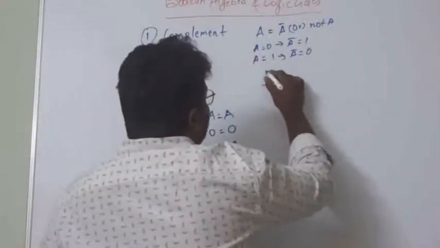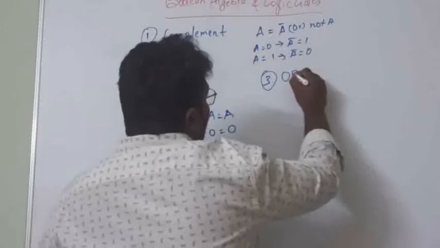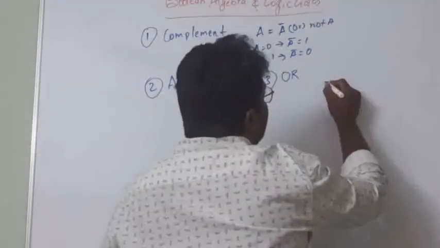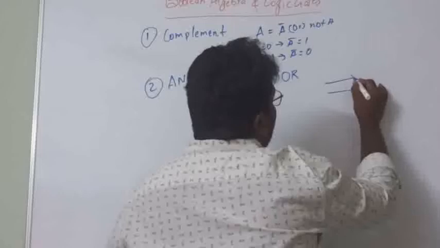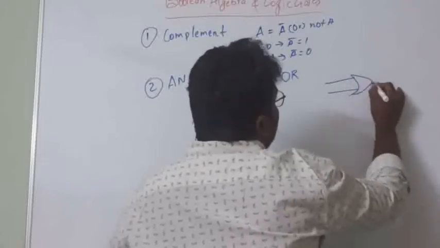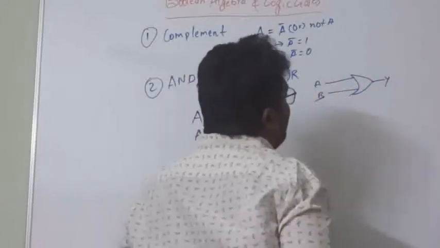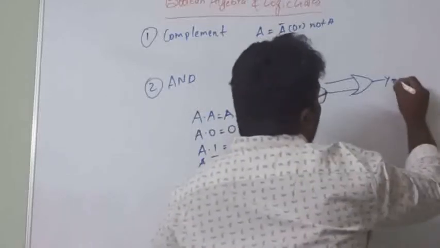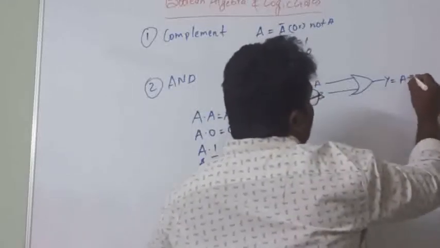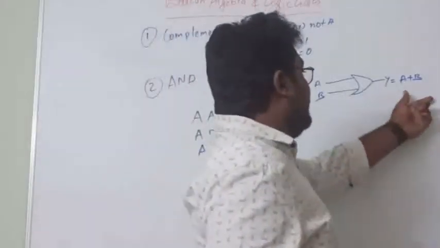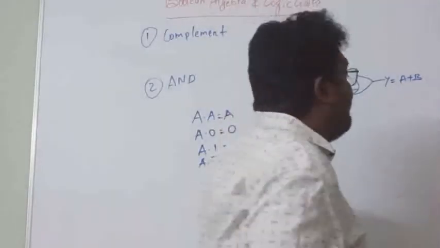The third one is OR. So this OR will be represented like this. Here we are having input A and input B and the output Y. So output Y is represented as A plus B, and that means A or B.